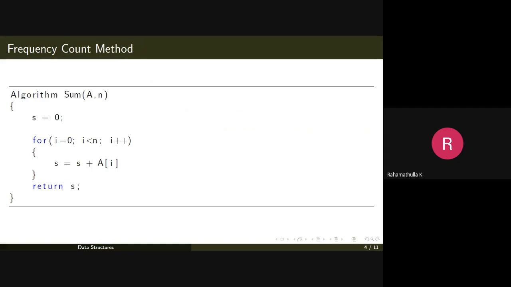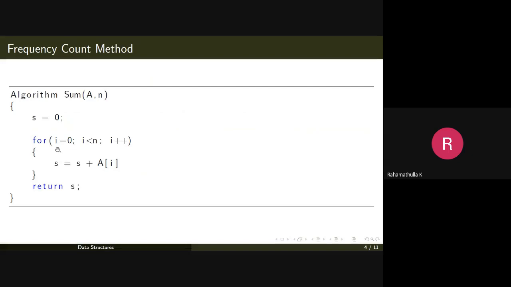Let's take another example. Algorithm sum. It is going to perform the summation of elements in an array A. Let's say we have an integer array, and we have the total number of elements in the array as n. Then the summation will be like this: for i equal to 0, i less than n, i plus plus, sum is equal to sum plus A of i. We initialize s equal to 0, and we perform this loop.